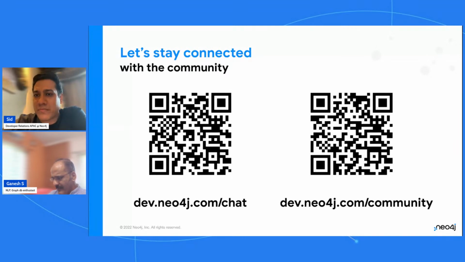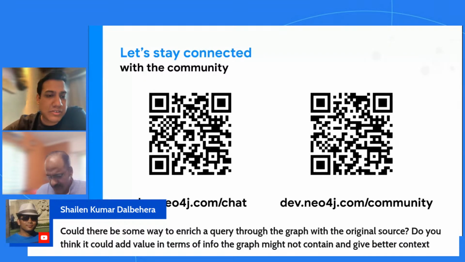We have 5 more minutes. That's pretty much from my end for this one, but we can take a couple more questions. I can see them coming in. Wow, this is great. There's one question by Shailen Kumar Dalbehera, pardon me if I'm pronouncing it wrong. He's asking, could there be some way to enrich a query through the graph with the original source? Do you think it could add value in terms of info the graph might not contain and give better context?